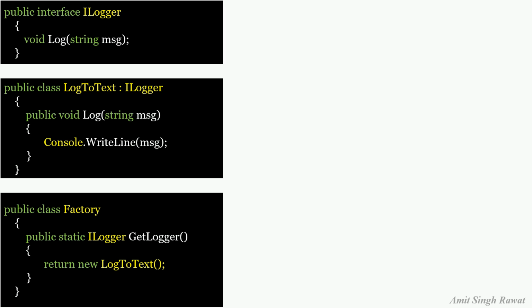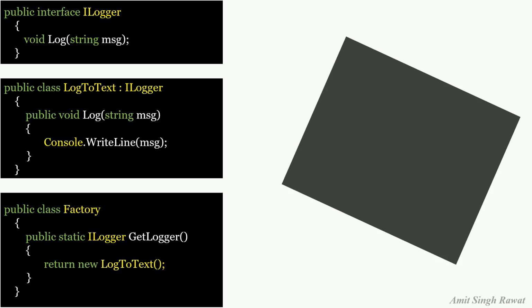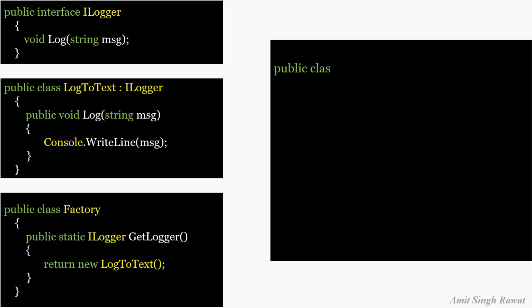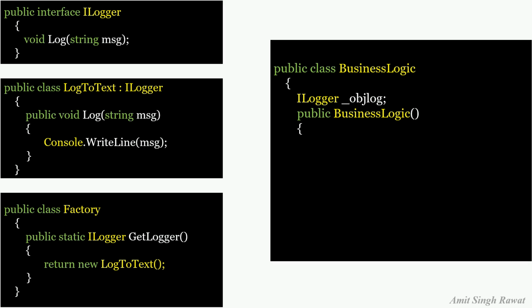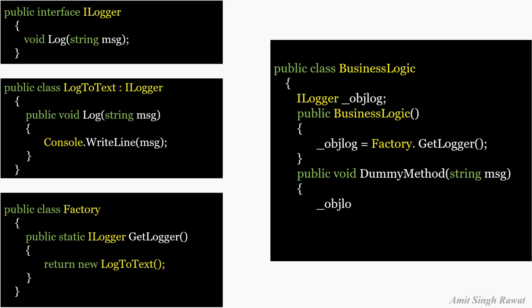Our final class is the BusinessLogic class. So public class BusinessLogic. Now again, instead of the LogToText class, we are using the ILogger interface. So ILogger _objLog, public BusinessLogic, and again _objLog is equal to Factory.GetLogger. So the responsibility is still with the factory class. And the rest of the code is the same: public void DummyMethod, string message, _objLog.Log(message), and that's it. Our business logic class is also ready.